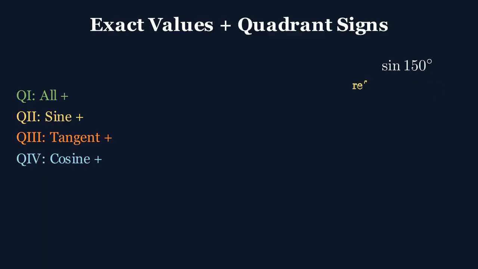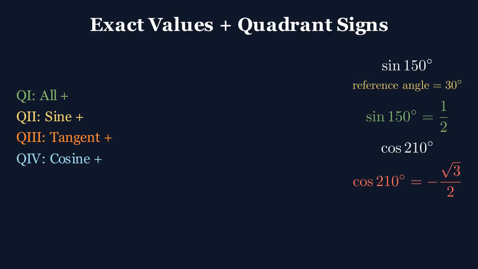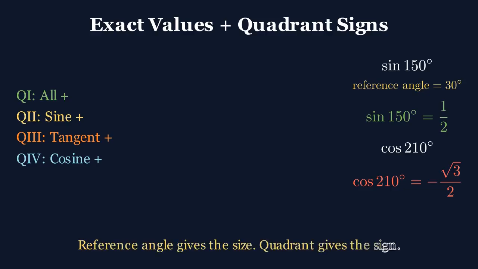For example, sine 150 degrees has a reference angle of 30 degrees. Sine is positive in quadrant 2, so sine 150 degrees equals 1/2. Cosine 210 degrees has a reference angle of 30 degrees. Cosine is negative in quadrant 3, so cosine 210 degrees equals negative root 3 over 2.